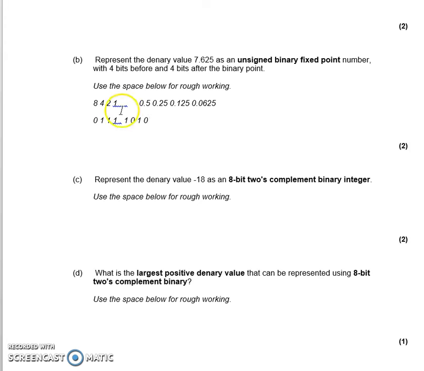If I just remove these, that is our final answer. You get 1 mark for the first 4 bits and 1 mark for the second 4 bits. If you didn't put the dot in there, that does not matter.